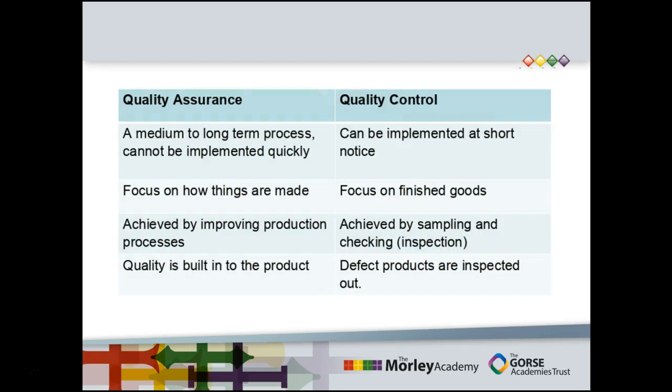Then quickly onto our quality control and quality assurance. So 2 different ways that we can try and manage the quality of our products. Quality assurance guarantees quality. It's built into the process, so we're checking every step of the way.